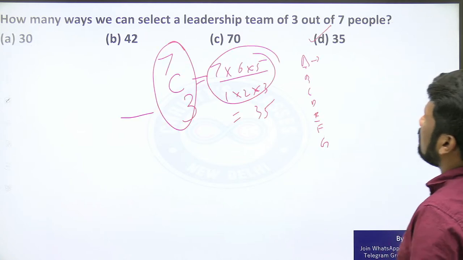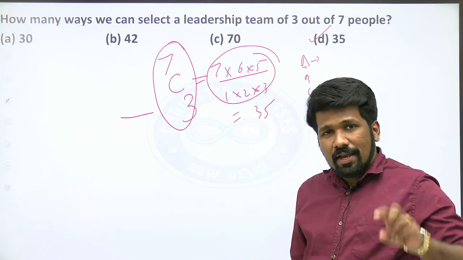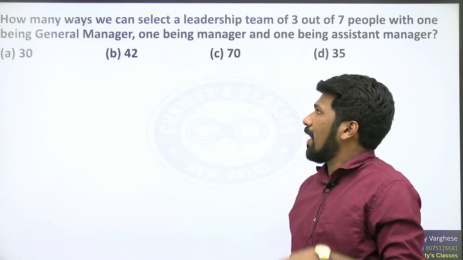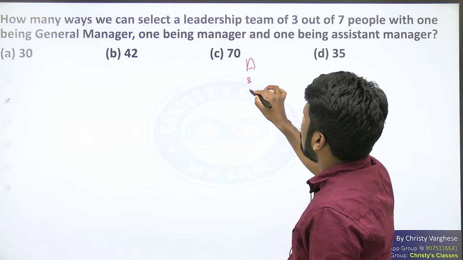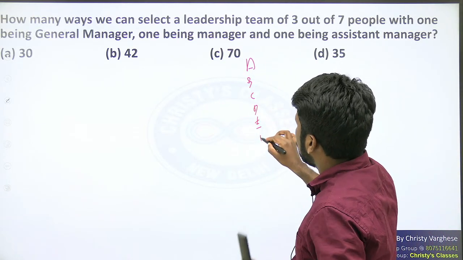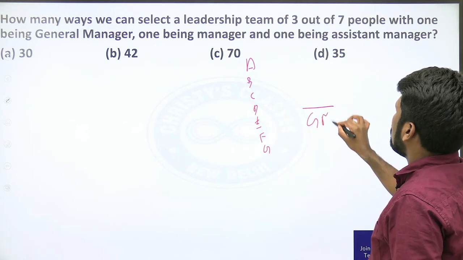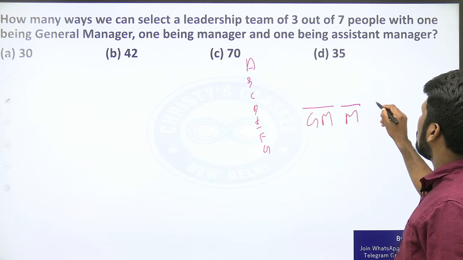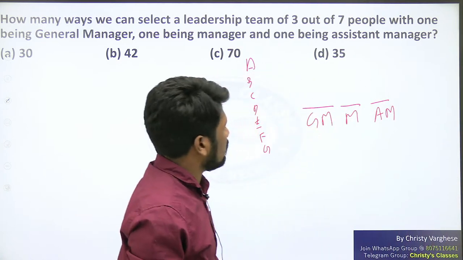Okay, so I will explain how many ways we can select a leadership team of 3 out of 7 people. In the previous question, it was just selecting three people. But now those 3 people have 3 roles, which means their order matters. For example, if A, B, C, D, E, F, G are the 7 people, for the first person I will think that I am selecting the general manager, then the manager, then the assistant manager. Just assume these are the 3 posts.